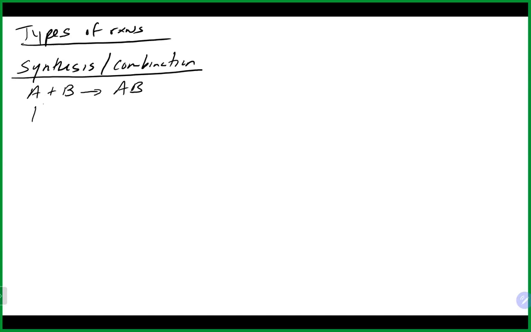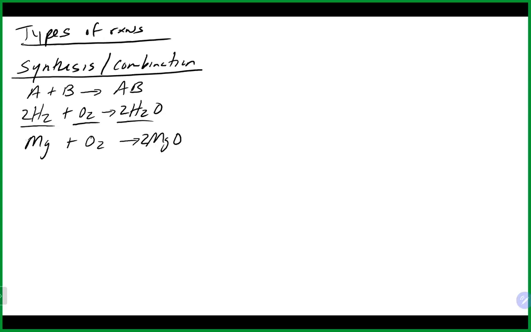So if you took some H2 plus some O2, that makes some H2O. We'll balance it here. That is 2 things that make 1 thing. That is a synthesis or combination reaction. Take some magnesium plus some oxygen, make some magnesium oxide. That is 2 things that make 1 thing. Classic setup for a synthesis or combination reaction.